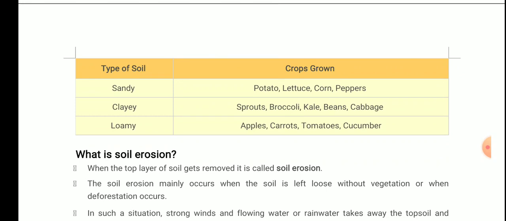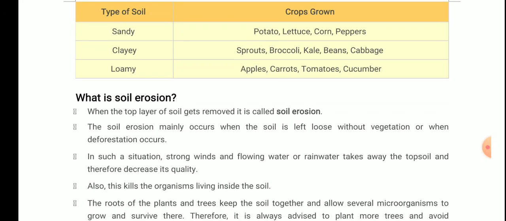Now some of the types of soil and the crops grown in them. In sandy soil you can say potato, lettuce, corn and peppers. In clay soil, the crops grown are sprouts, broccoli, kale, beans, cabbage. And in the loamy soil the crops grown are apples, carrots, tomatoes and cucumber. Okay, so these are the different types of soil and the different types of crops grown in the soil.